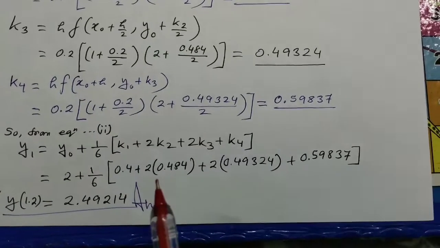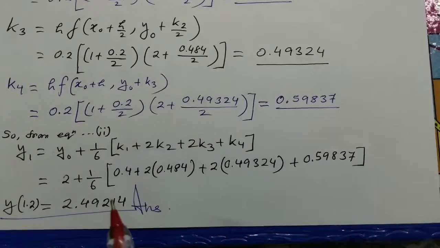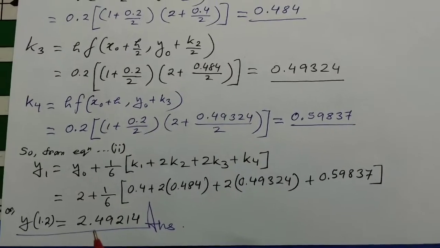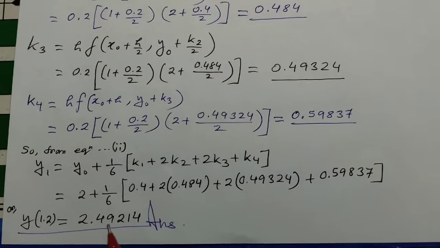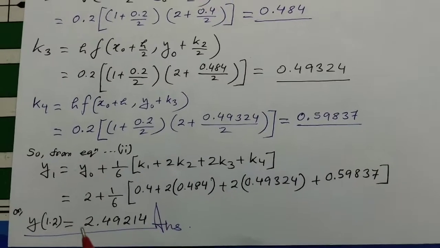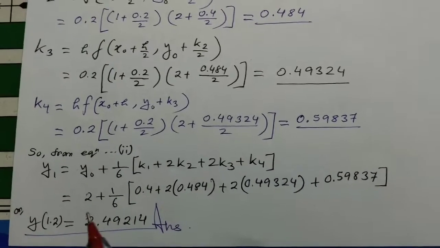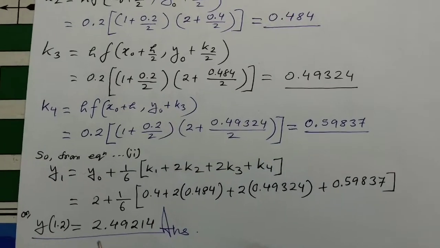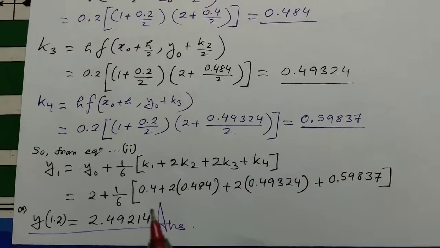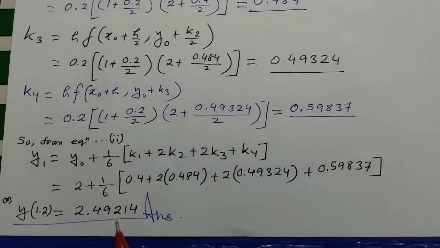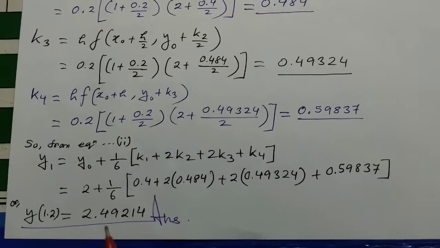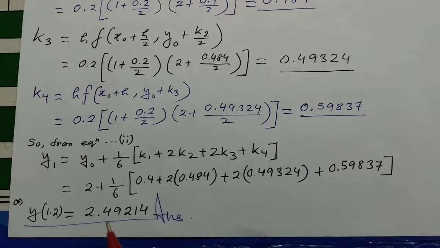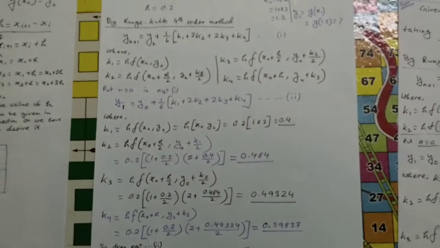If the question says we have to find the approximate value correct to 3 decimal places or 2 decimal places, then accordingly you have to take those decimal places. Suppose you have to find the value up to 2 decimal places, then it will become 2.49, right? And if nothing is given in the question, then whatever your answer is, you can put it here, and that will be the final answer. It is up to you how many decimal places you give. So y(1.2) equals 2.49214, and that will be our answer, right?